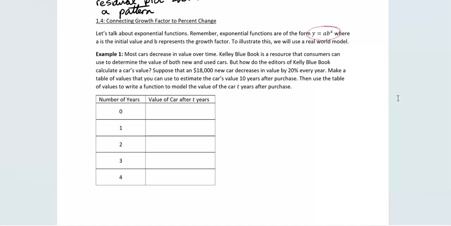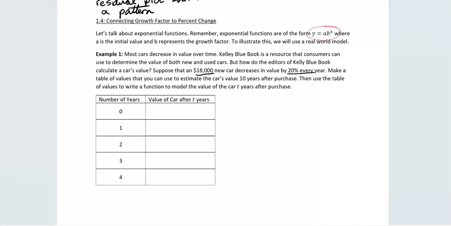So let's first talk about cars. Cars decrease over time. There's this website called Kelley Blue Book that your parents might use to find the value of a car at a certain point in time based on mileage and all the other factors that go into the value of a car. But we're going to make this as simple as possible. We're going to know two things. We're going to know that your car started at the value of $18,000 and it decreases by 20% every year.